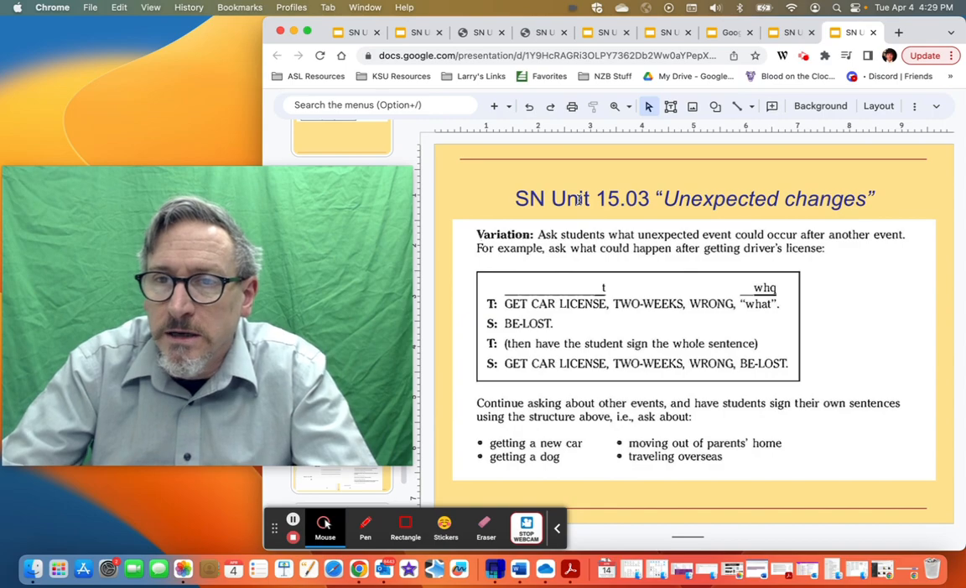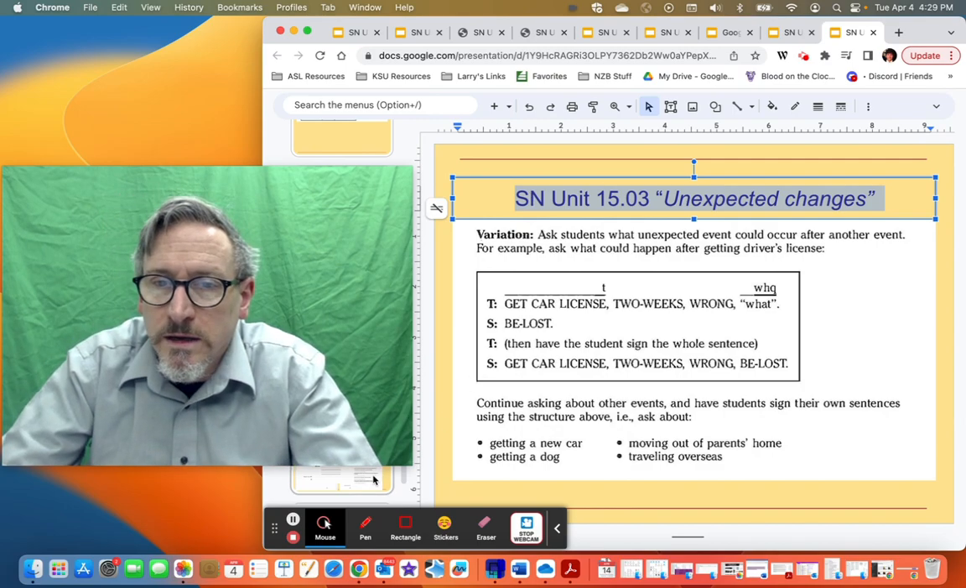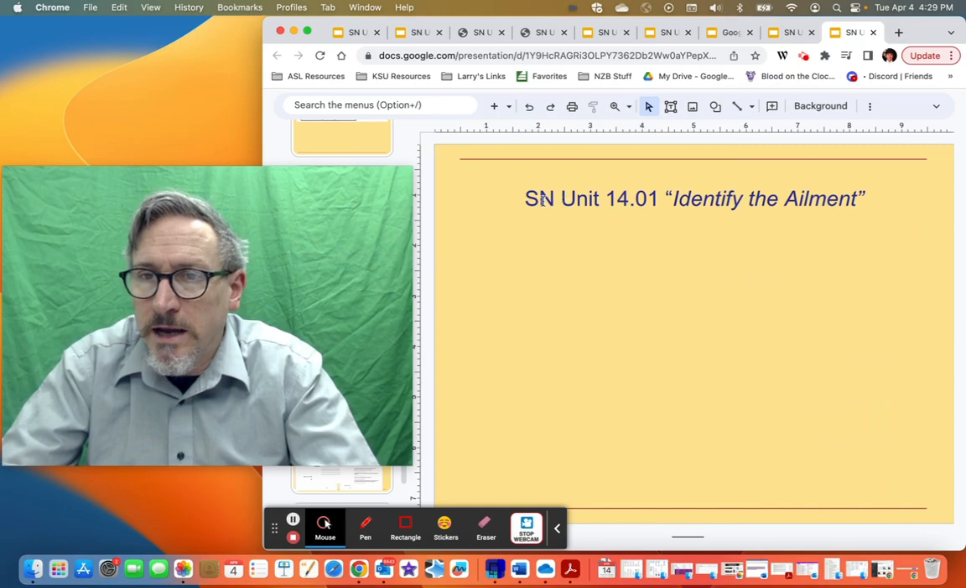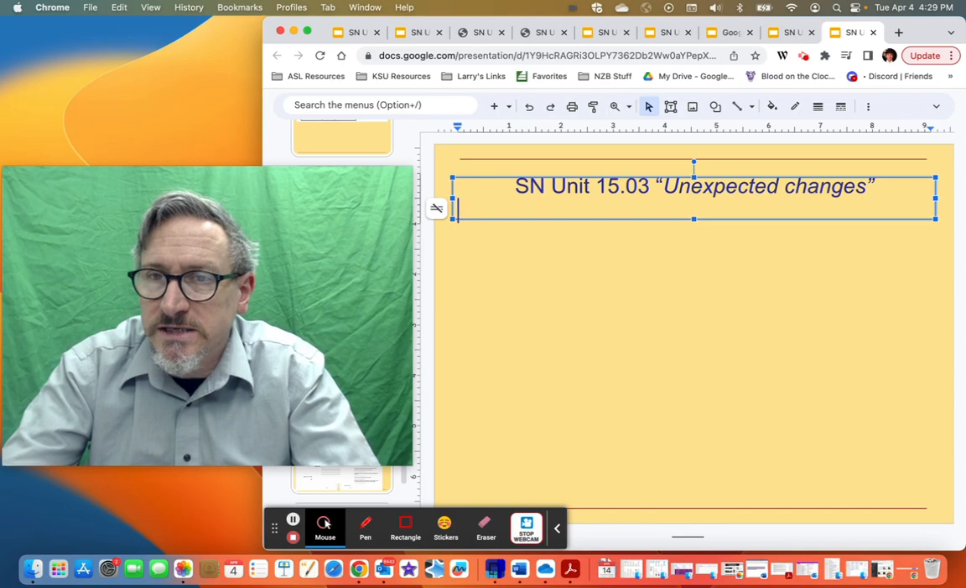Why don't I do this? Why is this not working? There we go. Copy. You don't really need to see this, but wow, it's amazing how slow this is when this is up.